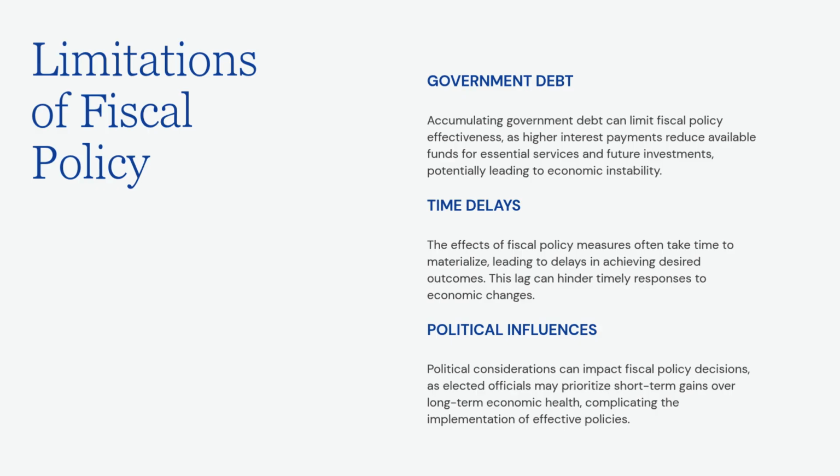And third is political influences. Government may take decisions based on winning elections rather than based on what's best for the economy. For example, government might cut taxes just before an election to gain popularity, even if it risks higher inflation later. So, while fiscal policy is really powerful, it comes with very important drawbacks.